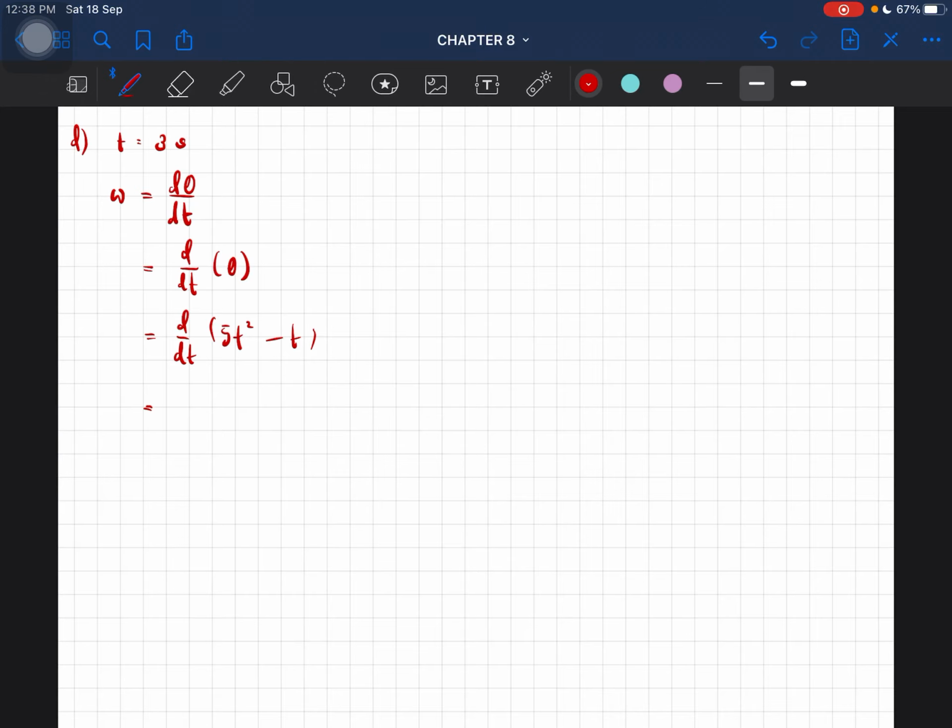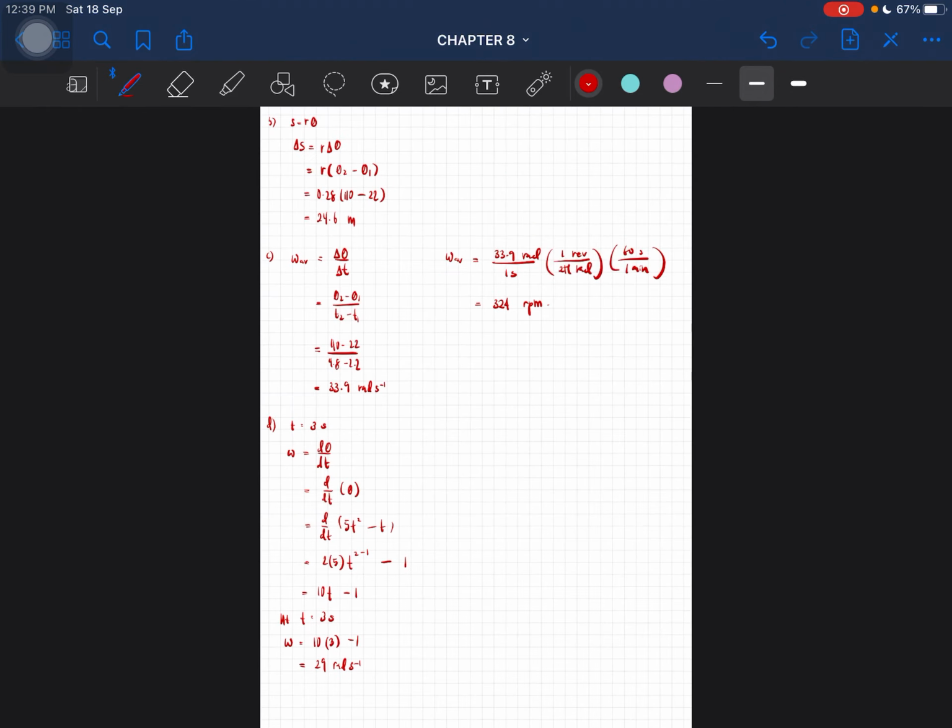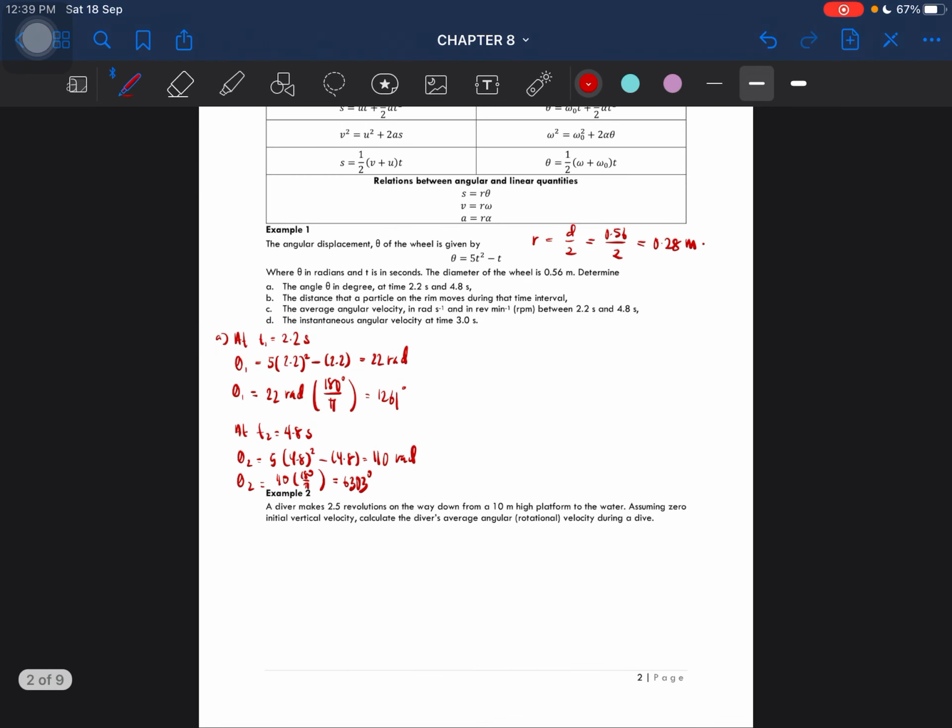So the derivative is 2 times 5t to the power 2 minus 1, minus 0. Sorry, t to the power 1, the 1 goes to the front, so t remaining is just 1. So we have 10t minus 1. Okay, so with this we can substitute at t equal to 3 seconds. So omega is 10 times 3 minus 1. So you should get the omega to be equal to 29 radian per second. Right? So that is the solution for example number 1.